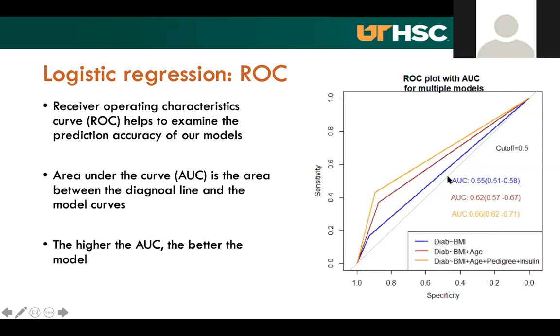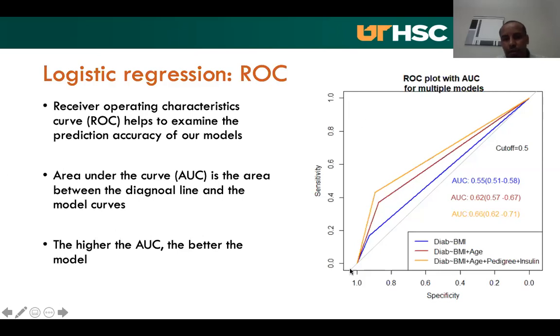This diagonal line is around 0.5, and the maximum area under the curve is 1. So on the ROC curve, or receiver operating characteristics curve, we have specificity plotted on the x-axis and sensitivity plotted on the y-axis. As we move from right to left, the area under the curve increases.